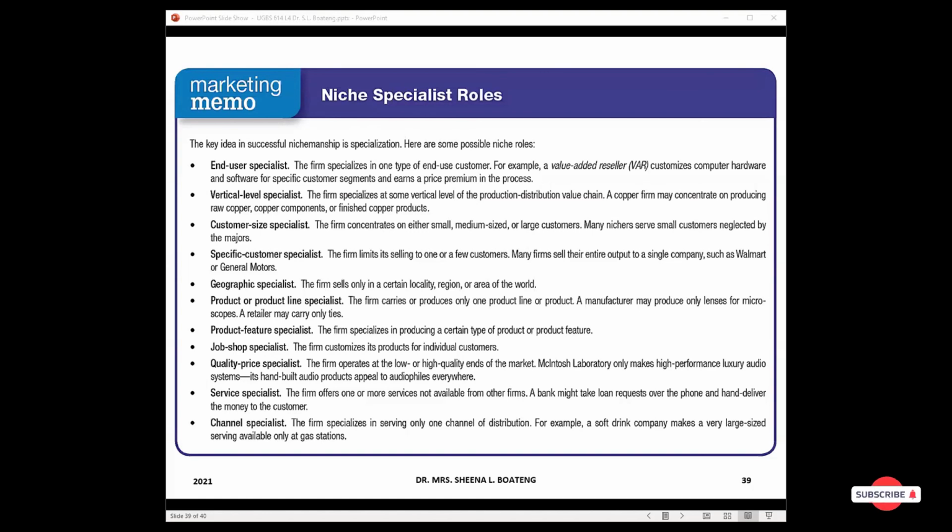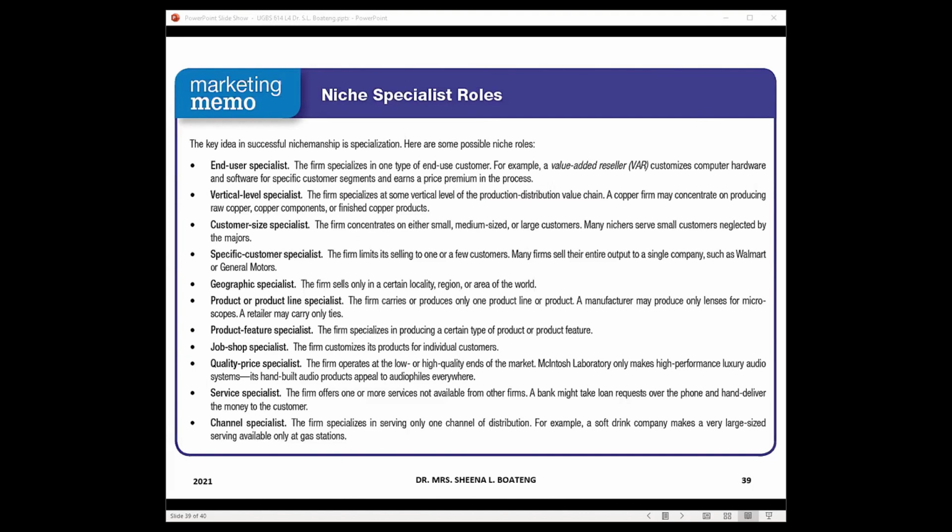And then we have the service specialists who offer one or more services that are not available from other firms, right? So for instance, a bank might take loan requests over the phone and hand deliver the money to the customer. I don't think this is very common in Ghana here. But I know that there are some specialized services that are offered to certain prestige customers by some banks. Please, the bankers among us, can you give us examples of some of these specialized services given to the prestige customers? We just want to know what we should be aspiring to.